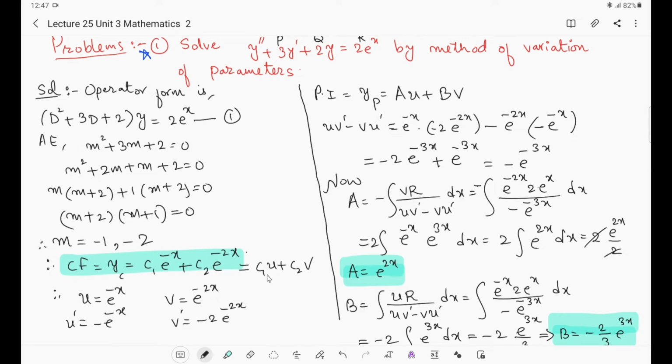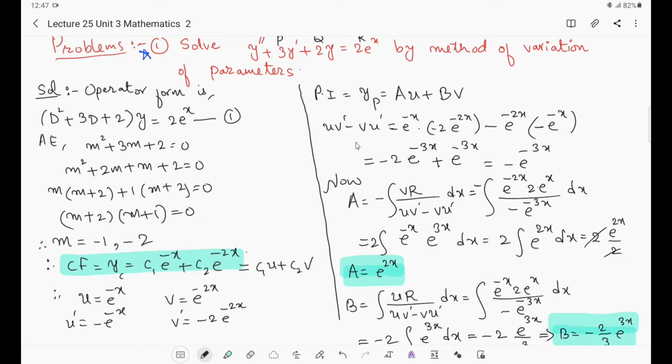That will be considered as c1u plus c2v, where u is e power minus x and v is e power minus 2x. We are finding u dash and v dash because we need these while finding capital A and capital B, right? U dash is minus e power minus x, v dash is minus 2 e power minus 2x. Then according to the method of variation of parameters, yp will be given by au plus bv, where a and b are given by these two integrals, right?